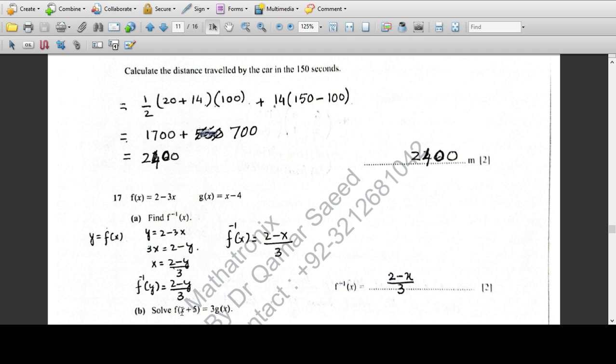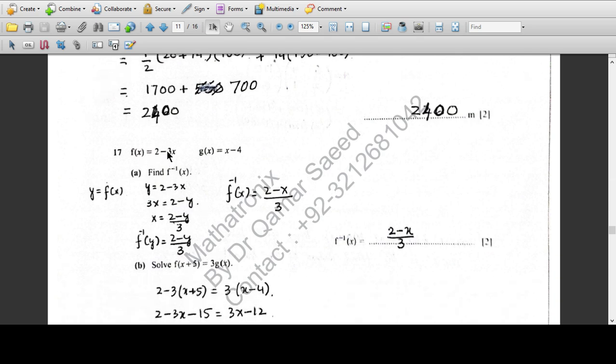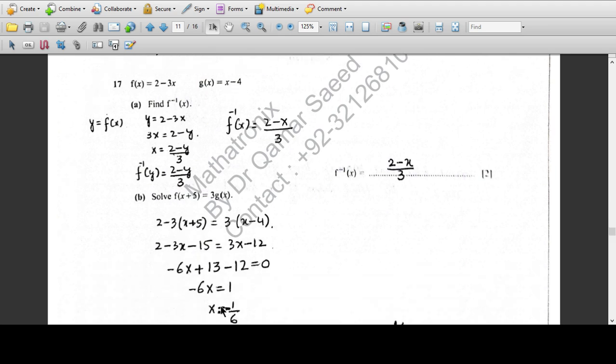In part B, f(x plus 5) equals 3g(x). So in place of x, we will write x plus 5. So 2 minus 3 times (x plus 5) is equal to 3 times (x minus 4). This is a simple equation, and now solve it. 2 minus 3x minus 15, equals 3x minus 12, and this is minus 6 plus 13 minus 12.